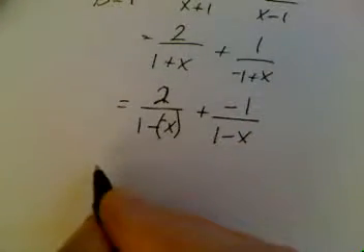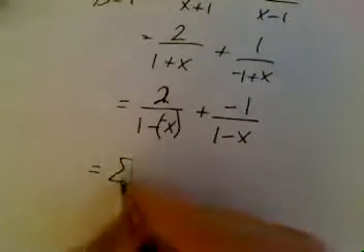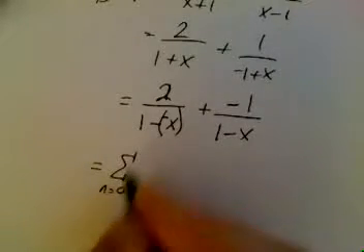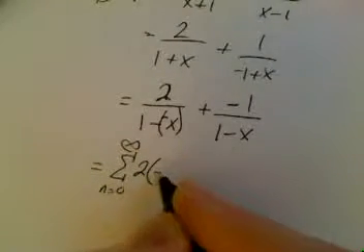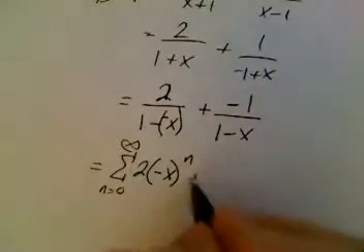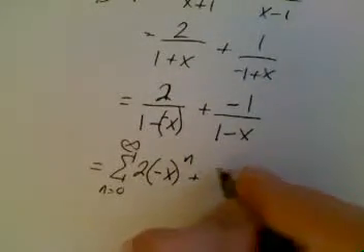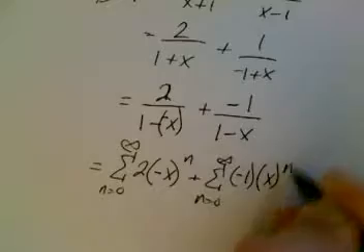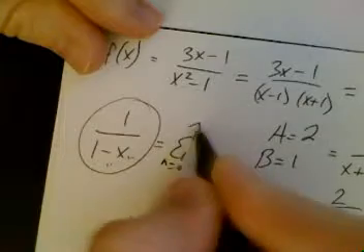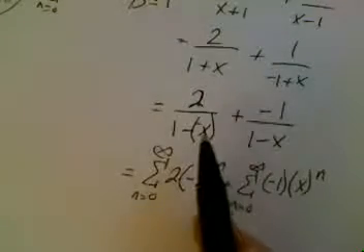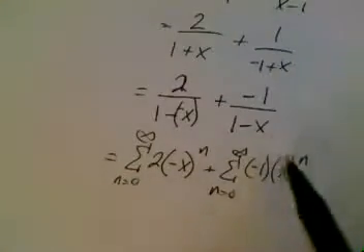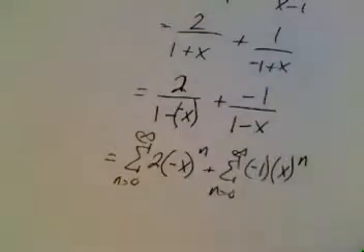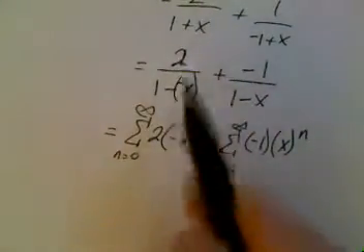So when that happens, now I can say that this is the summation of n equals 0 to infinity of 2 times negative x to the power of n. Plus, this one over here will be a summation of n equals 0 to infinity of negative 1 times x to the power of n. Again, the rule that I know is this thing right here is equal to the summation as n equals 0 to infinity of x to the power of n. That's all I know. So these things are going to be the same, except my x here is negative x, and my x here is actually x, and the constants in front, 2 and negative 1, are just being multiplied by the series. That's what these two functions are in terms of the series.